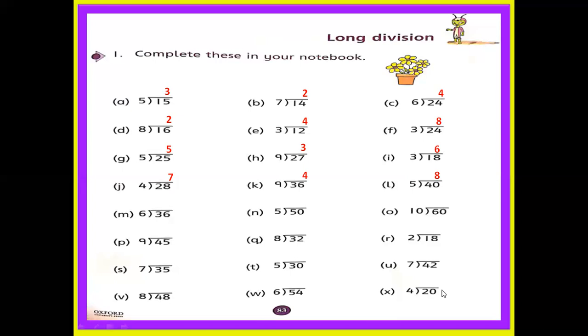So 6 is our divisor and 36 is a dividend. And what is the quotient? 6.